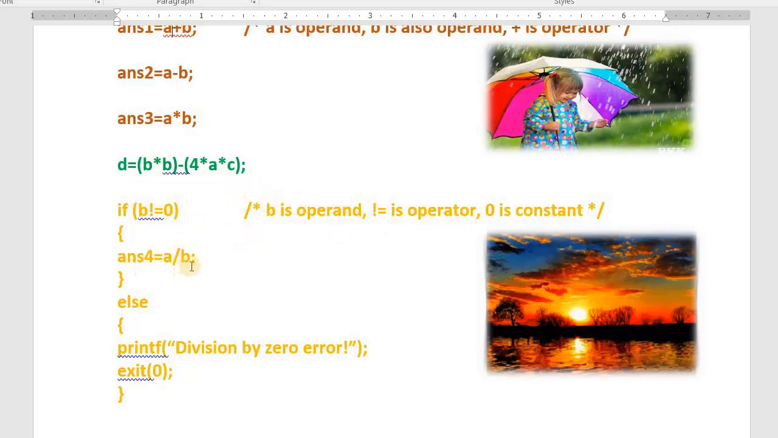And answer equals a by b, else the machine follows division by 0 error. Program completes. Already we have written the program.